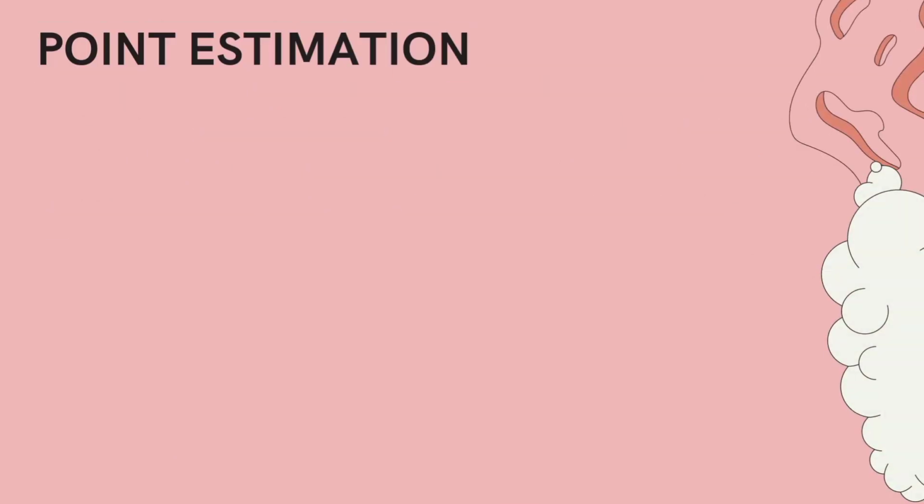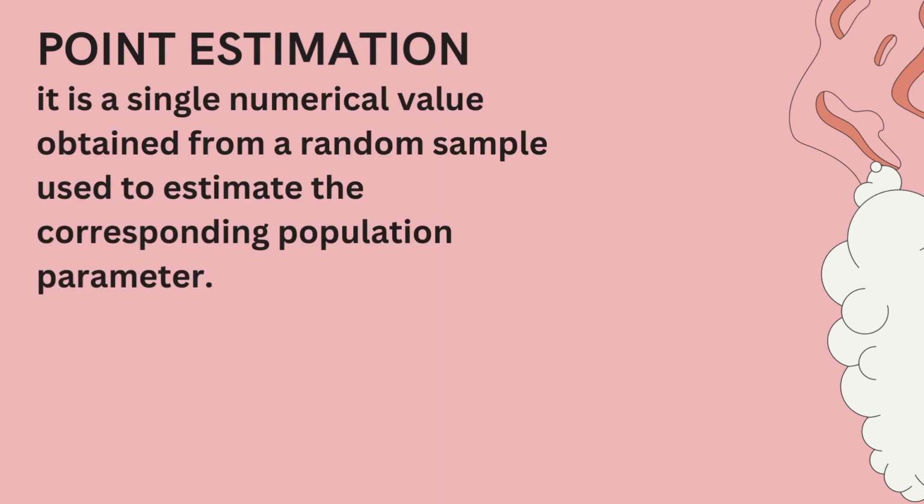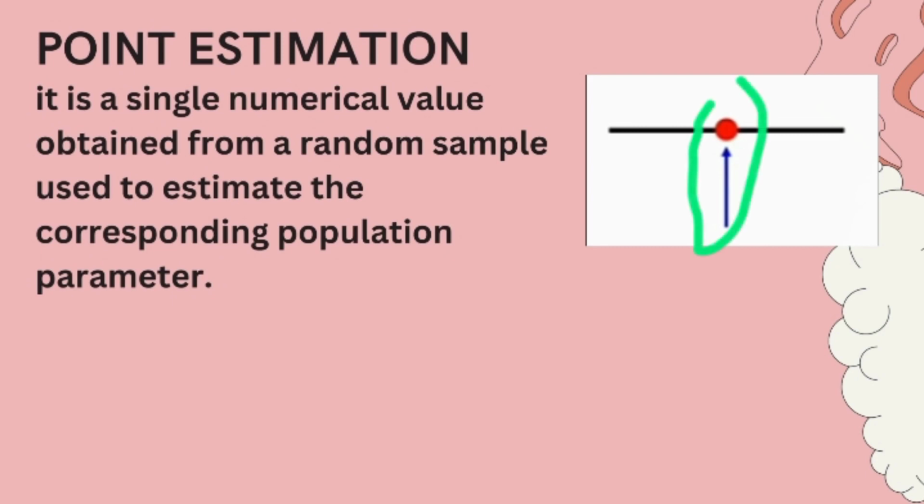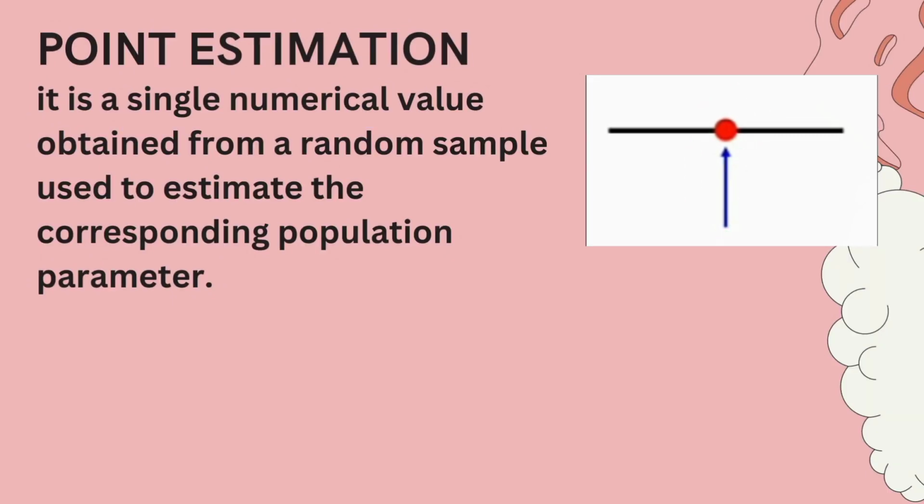Let us start with point estimation. It is a single numerical value obtained from a random sample used to estimate the corresponding population parameter. A graphical representation of this is this one. So this is the point estimate. It is just a single numerical value.